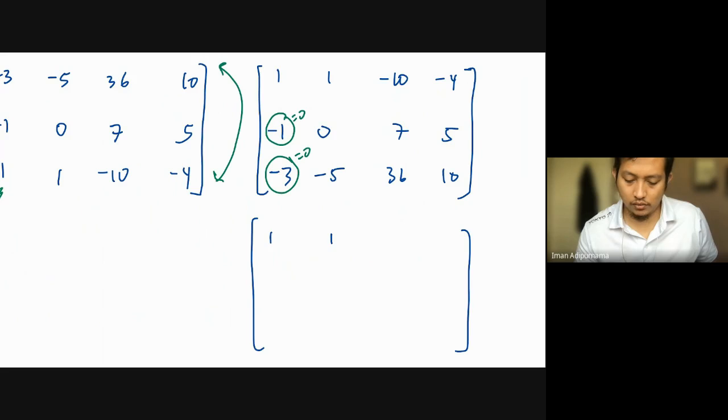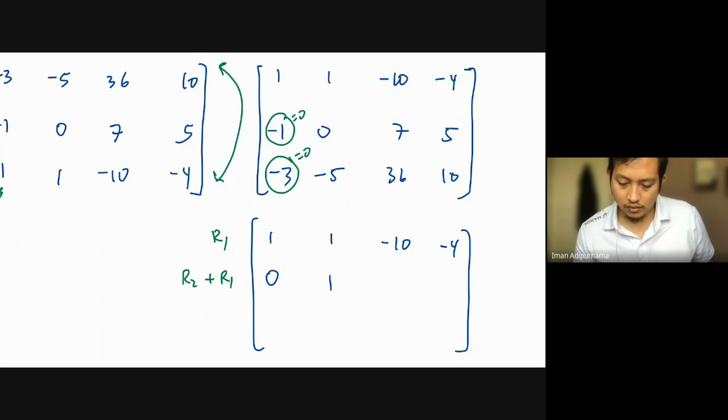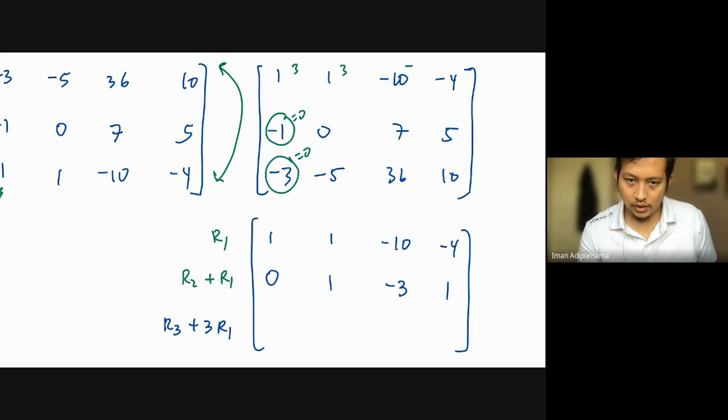First one is just 1, 1, 10. Okay. So this is R1, and R2 will be R2 plus R1, which is negative 1 plus 1 is 0. 0 plus 1 is 1. 7 minus 10 is negative 3. And 5 minus 4 is 1. And the third one is R3 plus 3R1.